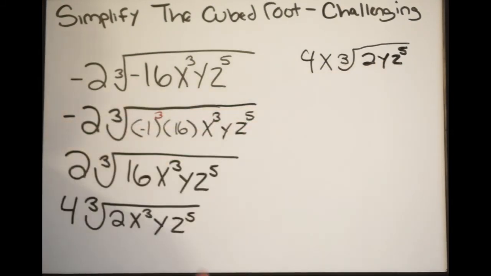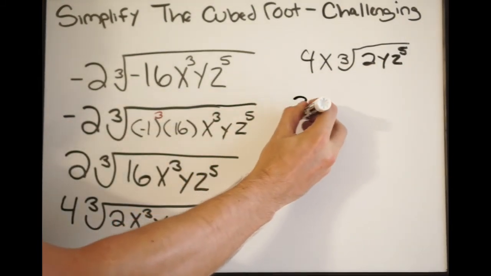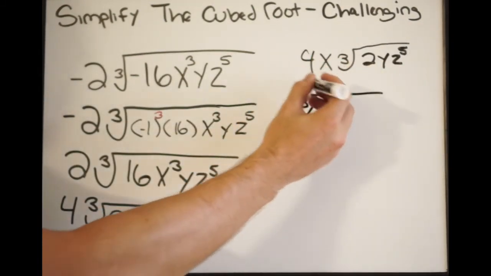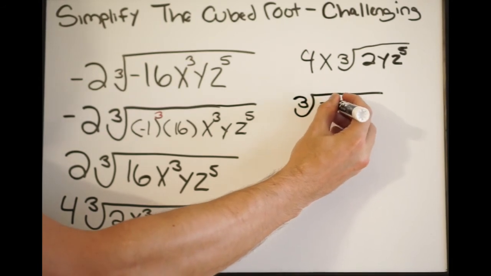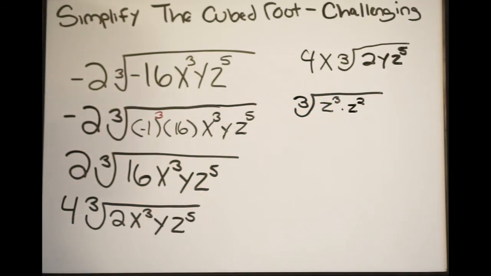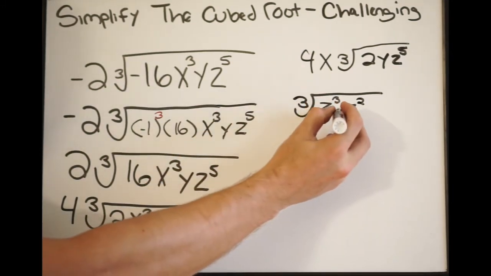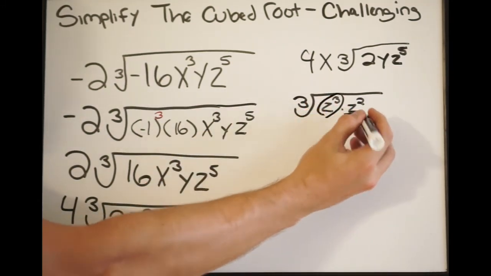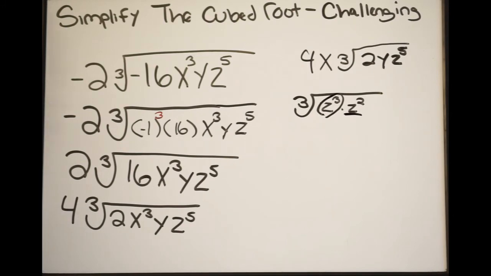But with z to the 5th, just writing it right here, I can rewrite this the following way: z to the 3rd times z to the 2nd. That is z to the 5th. And look, that means a z can come out. This is going to stay behind. So my final answer is going to be this, and we'll do it in a different color.